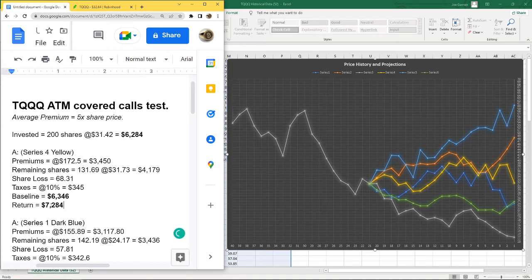But in this case, the baseline, if you just held 200 shares, would be 6,346, and the return would be 7,284. Which is obviously better, and the strategy would have been good in this case.